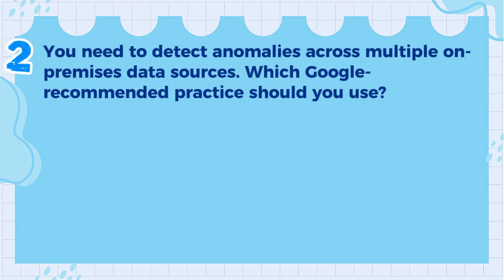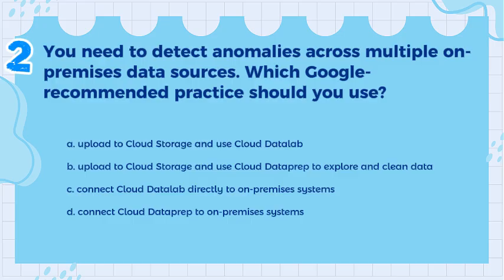Question number 2. You need to detect anomalies across multiple on-premises data sources. Which Google recommended practice should you use? The choices are A. Upload to cloud storage and use Cloud Data Lab. B. Upload to cloud storage and use Cloud Data Prep to explore and clean data. C. Connect Cloud Data Lab directly to on-premises systems. D. Connect Cloud Data Prep to on-premises systems.